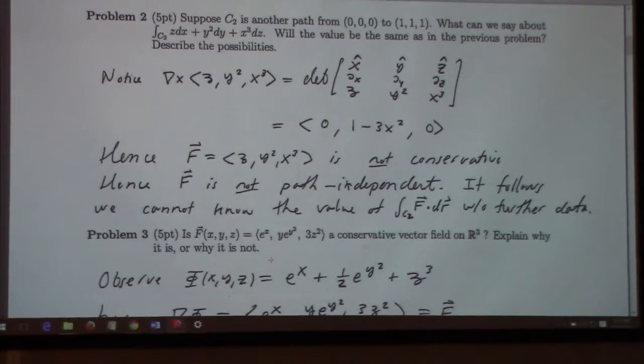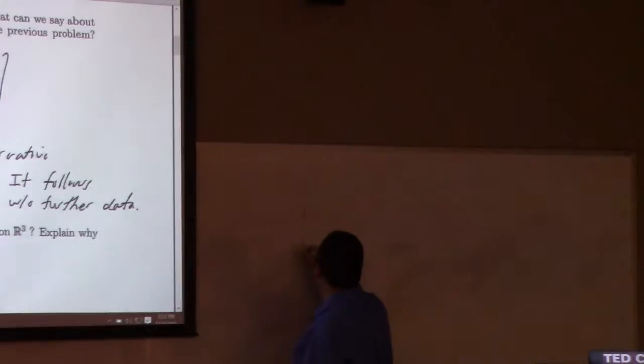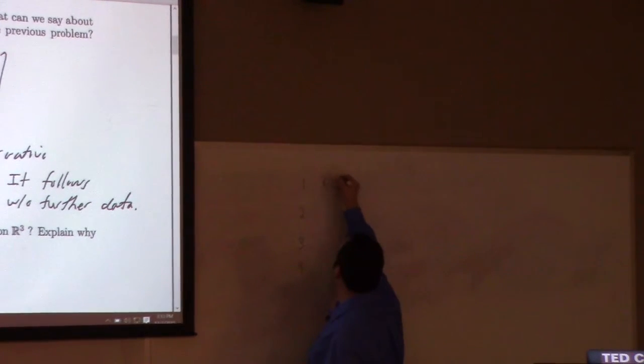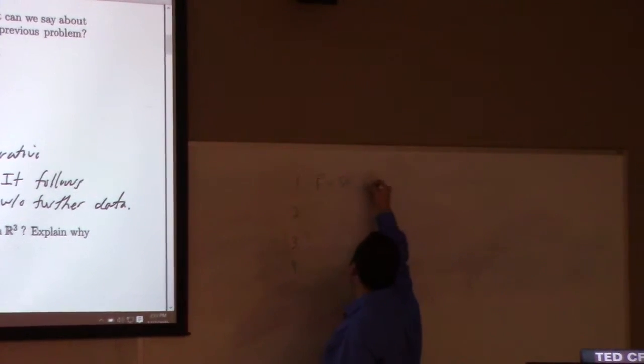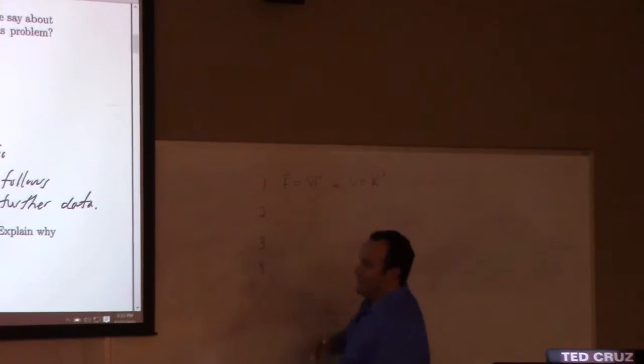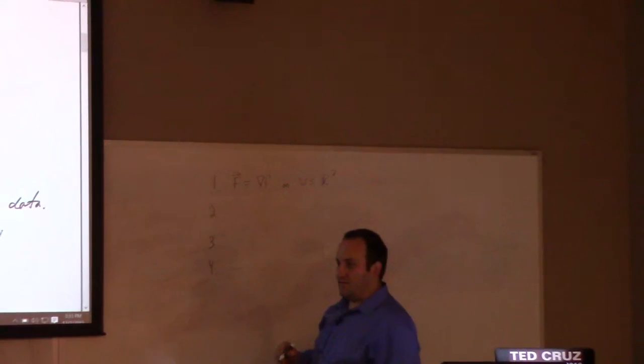What was our list of equivalent conditions for conservative vector fields? Do you remember? We had 4. So first of all, the definition. Let's say in R3, F is the gradient of f on R3.